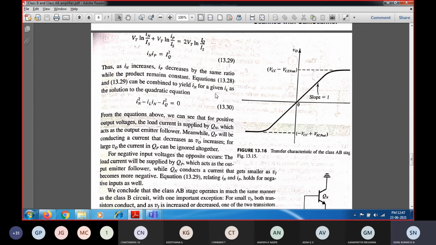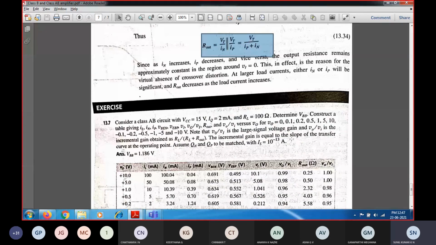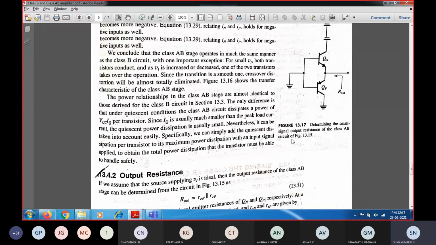The class C amplifier is also there. I will start with module 4. One last topic, the class C amplifier, is a 10 to 15 minute class. I will consider that after this IA. I will finish the IA portions for analog circuits first, and after that I will do the class C amplifier. So with this, I will conclude today's class on the class AB amplifier.